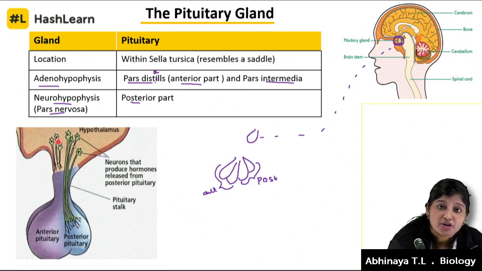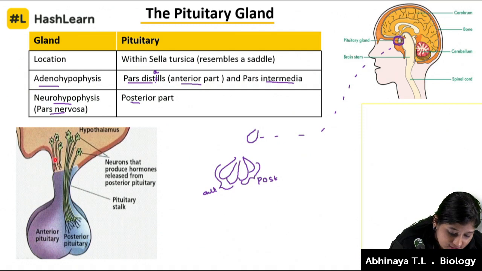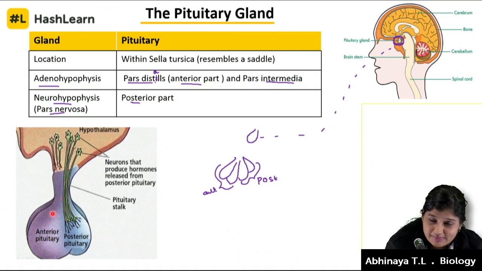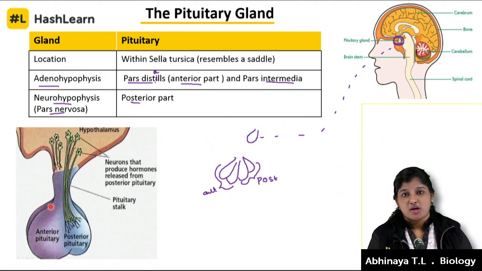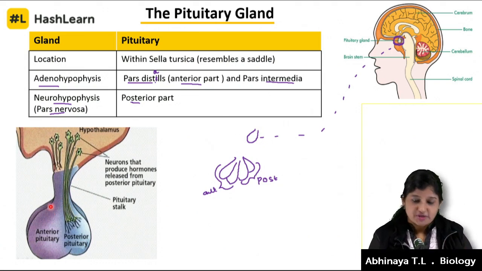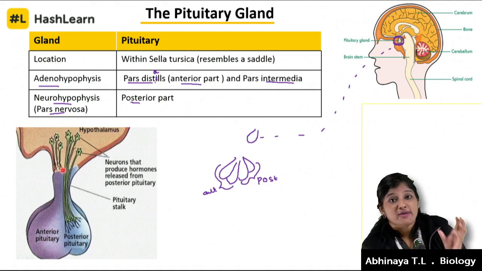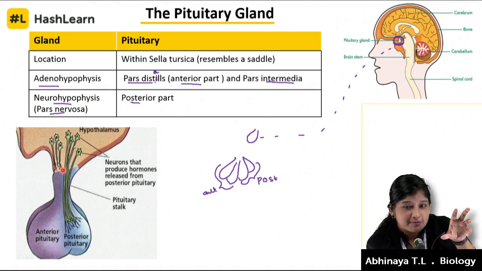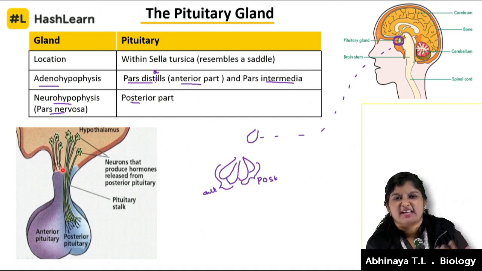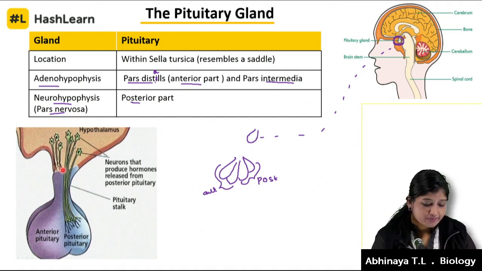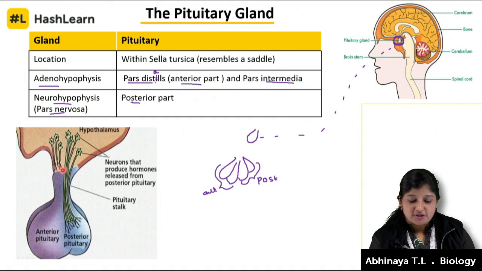Now the neurons, I mean the nerves which you see here at the anterior part, they don't get inside the anterior part, they just regulate the activity of the anterior part of the pituitary gland. So with this image you might have understood how the pituitary gland is connected to the hypothalamus and how the hormones get released. Cool. So we are done with this.